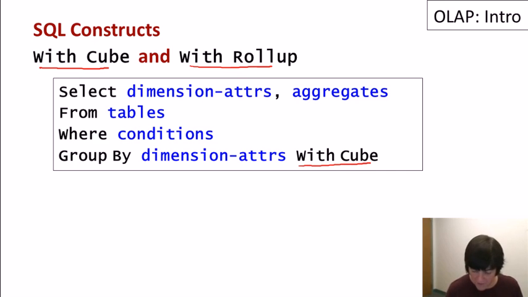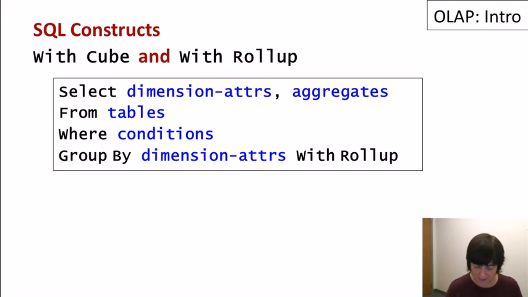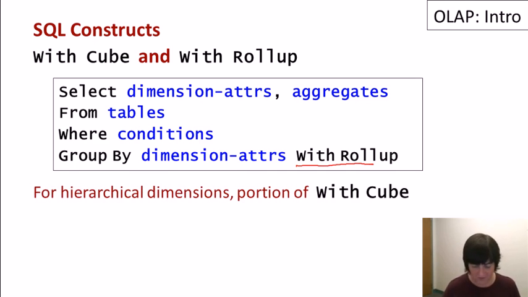When we add with cube to a query with a group by, what happens is that basically we're adding to the result of our query the faces, edges, and corner of the cube using null values for the attributes that we're not constraining. We'll see this clearly in the demo. With rollup is similar to with cube, except it's smaller. It actually is a portion of the data cube, and that makes sense when we have dimensions that are inherently hierarchical. And again, we'll see that in the demo as well.